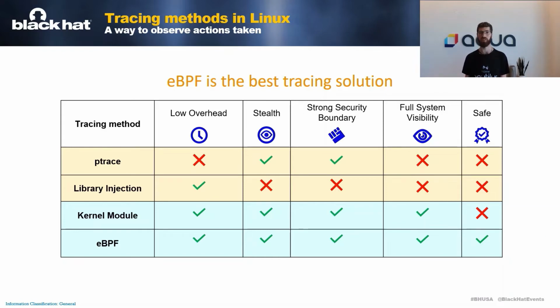eBPF, on the other hand, has all the features that we want because it's sort of like a kernel module, but it's running in a VM sandbox inside the kernel. eBPF also has a mechanism for verifying your actions so you don't do things that can cause a crash, like a null pointer dereference. eBPF also has access to features in the kernel named probes, which allow us to hook on certain kernel functions.